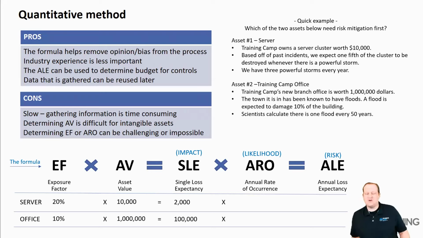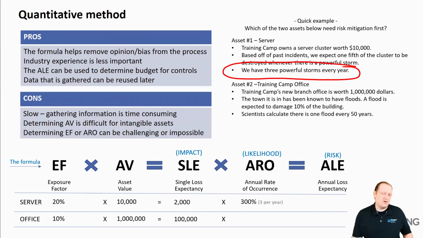When you bring in annual rate of occurrence, 3 powerful storms per year would give me an annual rate of occurrence of about 300%. Three powerful storms per year, meaning the servers seem to be getting hit by lightning quite frequently, which is pretty unfortunate. It feels like there's something we've got to do about that. Office: 1 flood every 50 years is the same as 2 every 100. This is a 2% chance.